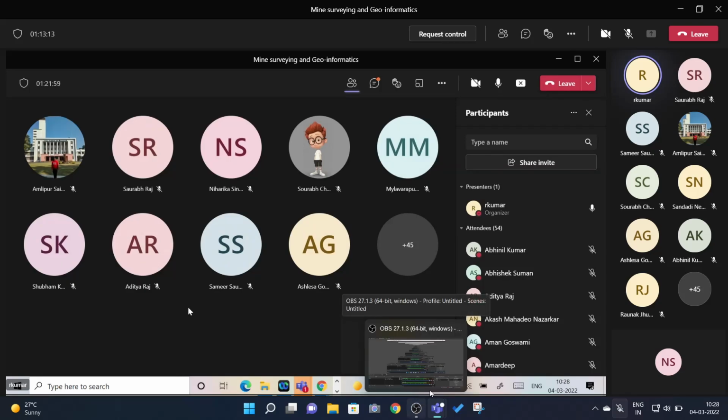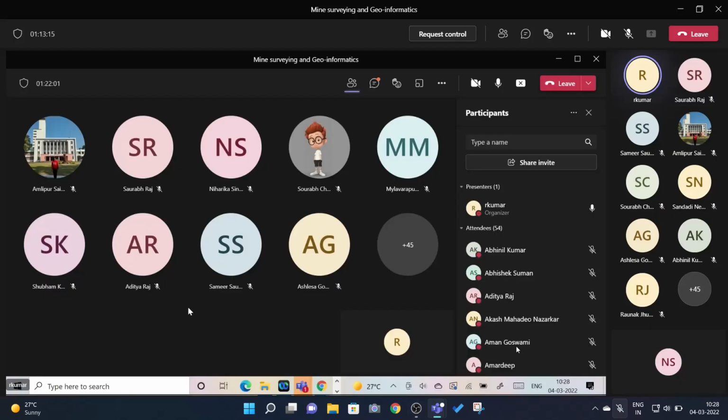We will do 2, 3 numericals for this latitude and departure. Then straight away we will go for leveling. This is a long chapter. Now things will be a little difficult, so you just try to be focused.